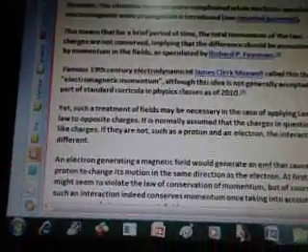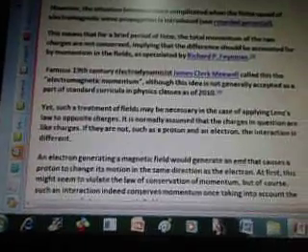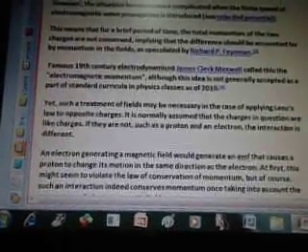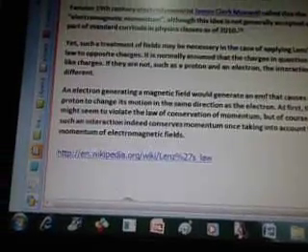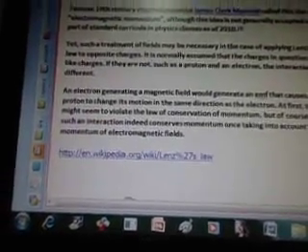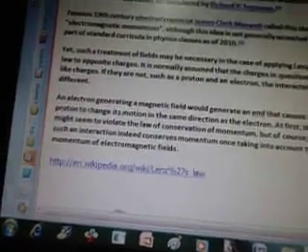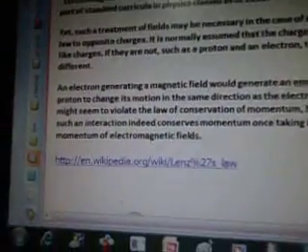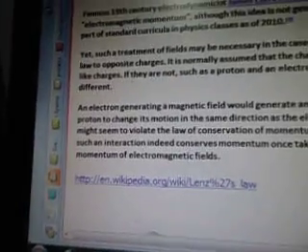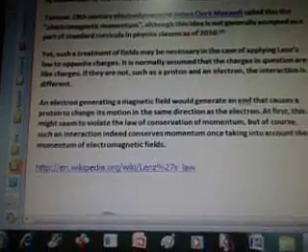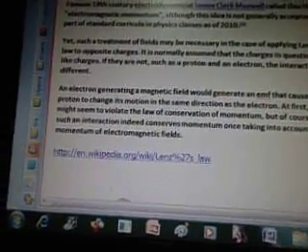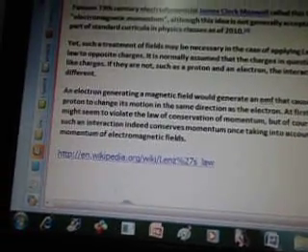It is normally assumed that the charges in question are like charges. If they are not, such as a proton and electron, the interaction is different. An electron generating a magnetic field would generate an EMF that causes a proton to change its motion in the same direction as the electron. At first, this might seem to violate the law of conservation of momentum, but of course, such an interaction indeed conserves momentum once taking into account the momentum of electromagnetic fields.